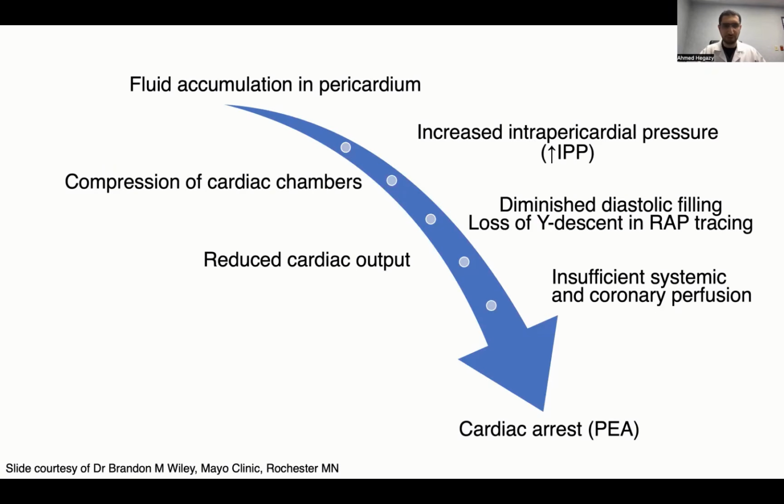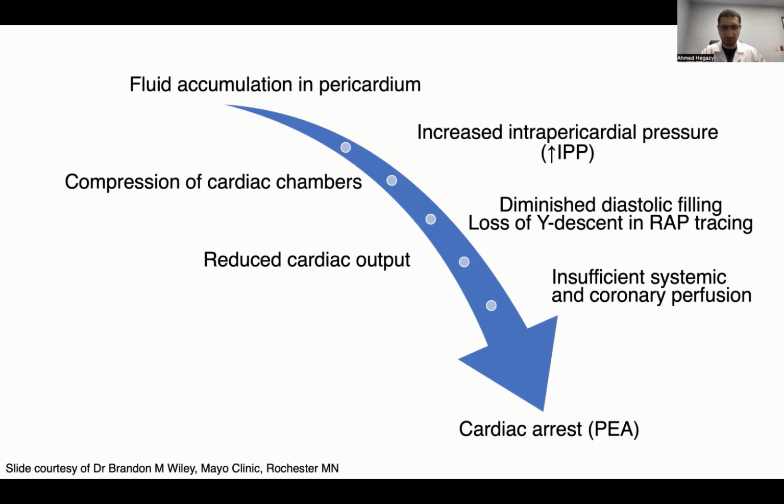Now, as pericardial fluid accumulates, the intrapericardial pressure will increase. This will lead to a compression of the cardiac chambers, and this will lead to diminished diastolic filling of the cardiac chambers. And you will see that when you look at the CVP tracing, you will lose the Y descent because of the diminished diastolic filling. Then you start getting reduced cardiac output because of reduced filling, which leads to insufficient systemic and coronary perfusion. And if you're not able to break that cycle early on, you will spiral into a cardiac arrest, usually a PEA cardiac arrest.